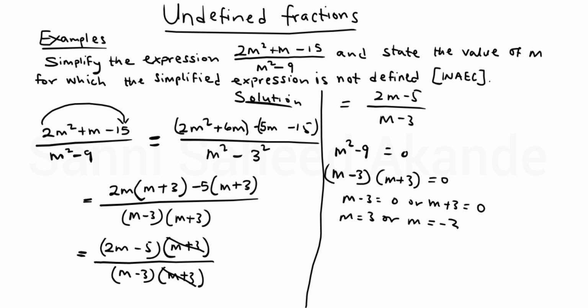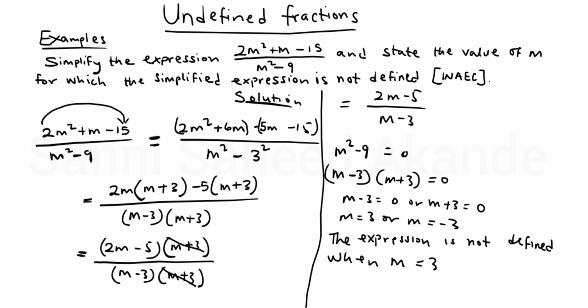Understood? So these two answers you got for m, if you put it in this denominator that we got, so when m is plus 3, you will see that this denominator will go to 0. Okay, so now we can conclude and say the expression is not defined when m is equal to 3, because at that point the denominator will go to 0.